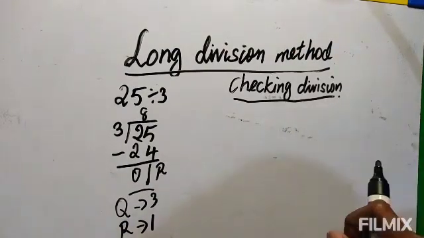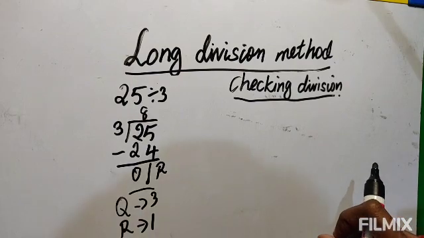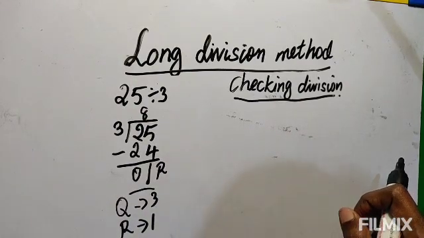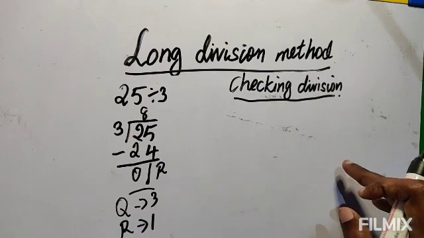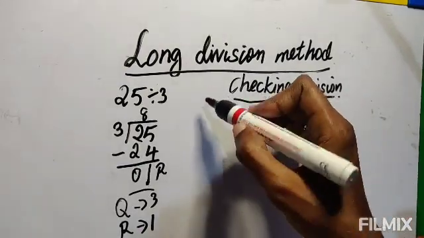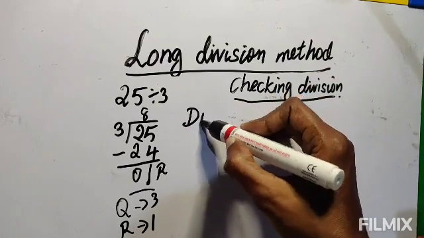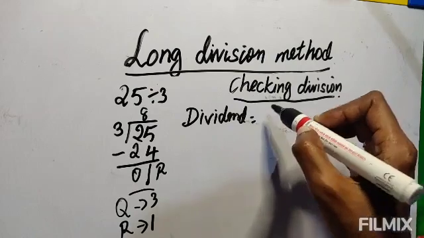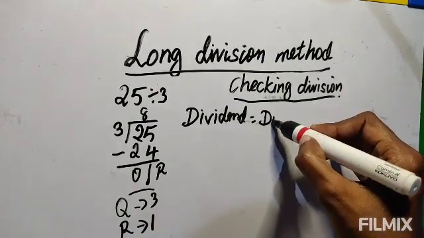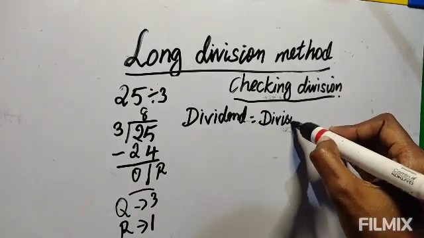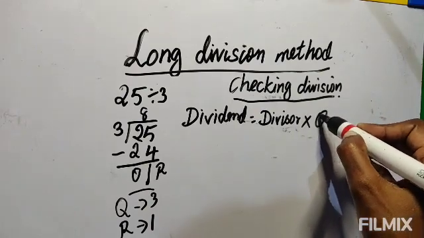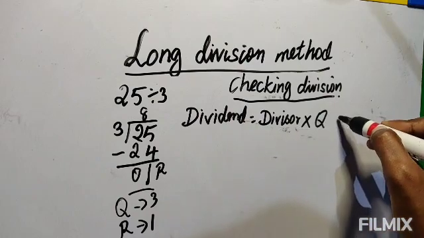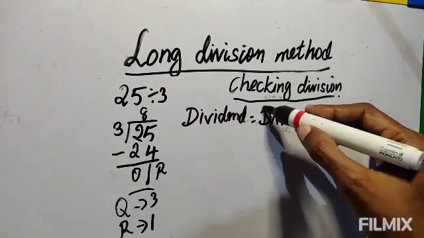Now we will learn checking division. We can check our division to see whether our answer is correct or not. There is a formula for that which you have to learn by heart. All must know. I will ask even in the fill in the blanks. So that formula is: dividend equal to divisor into quotient. You can write quotient into divisor, or divisor into quotient. Anyway you can write. You have to multiply these two.